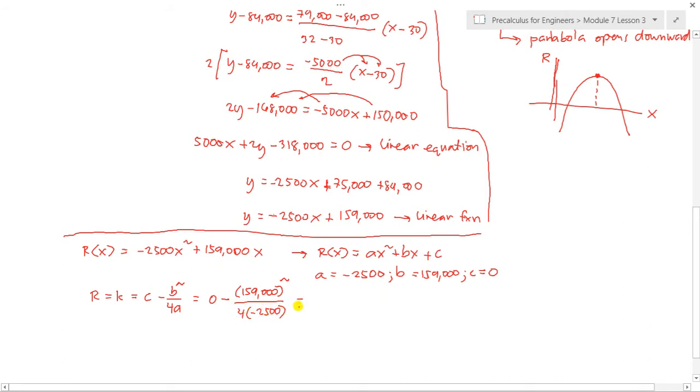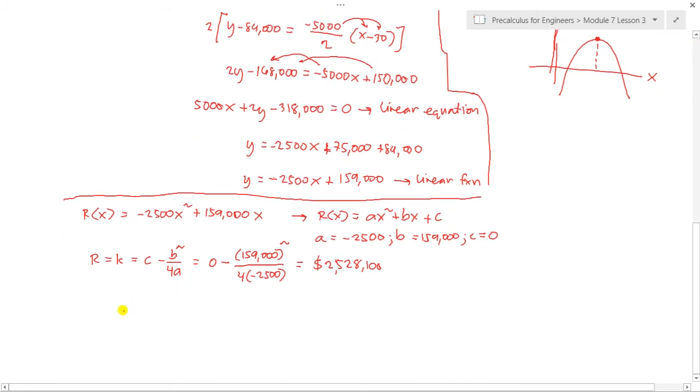The answer is positive, since negative over negative is positive: 159,000 squared divided by 4 times 2,500. The resulting answer is a very large number, in dollars, 2,528,100. So that is the maximum revenue they can get from their plans.